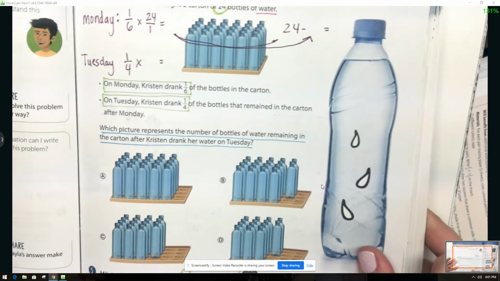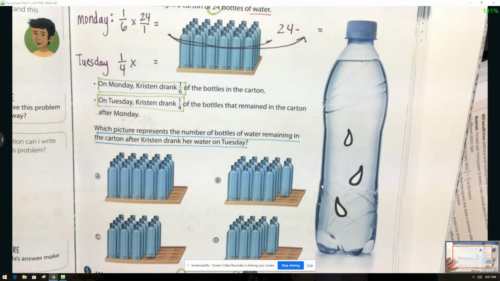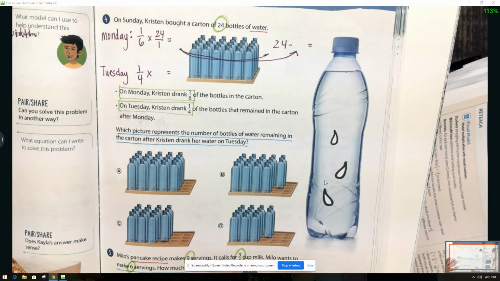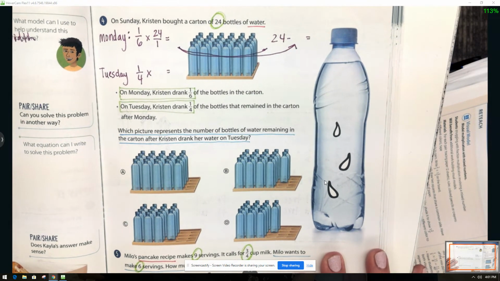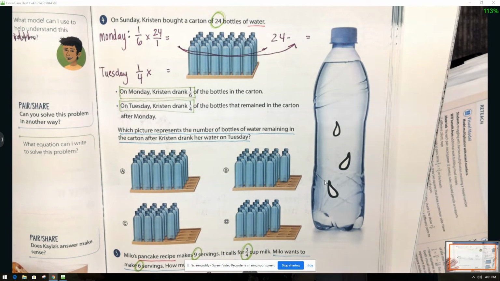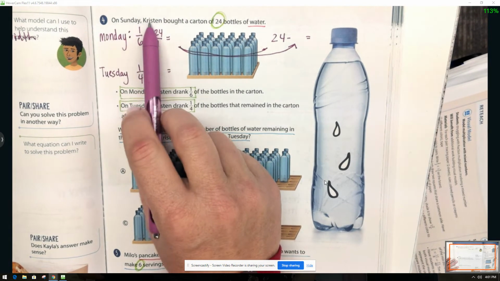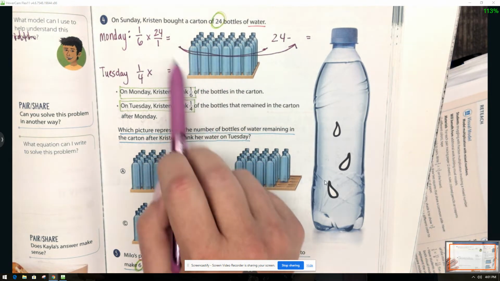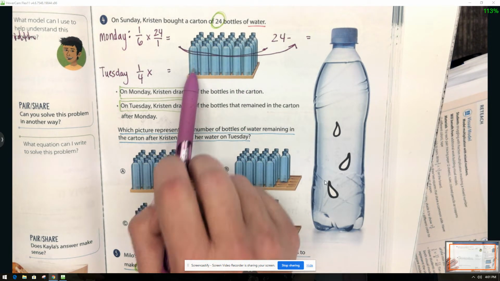Number four. All right, number four takes a little bit of brain power. So not that you don't have that brain power, but I'm going to help you out. I remember doing this problem with my students last year, and it was kind of a big giant headache. So I'm hoping to alleviate some of that headache for you. So the problem says this. On Sunday, Kristen bought a carton of 24 bottles of water. So here are our 24 bottles of water.